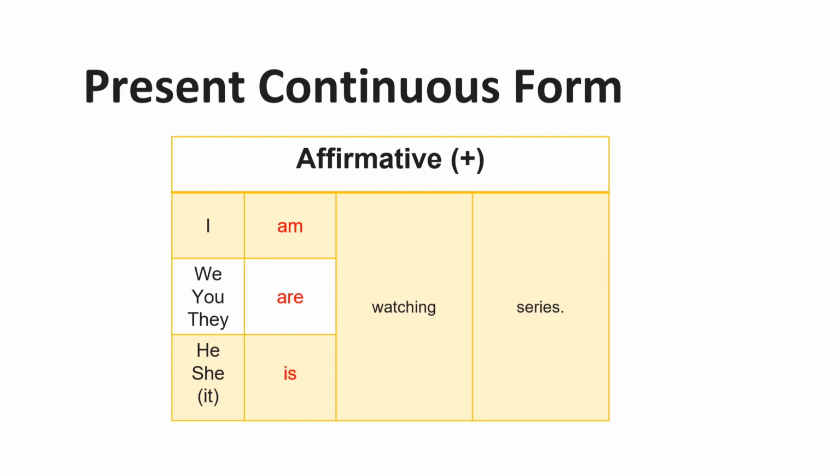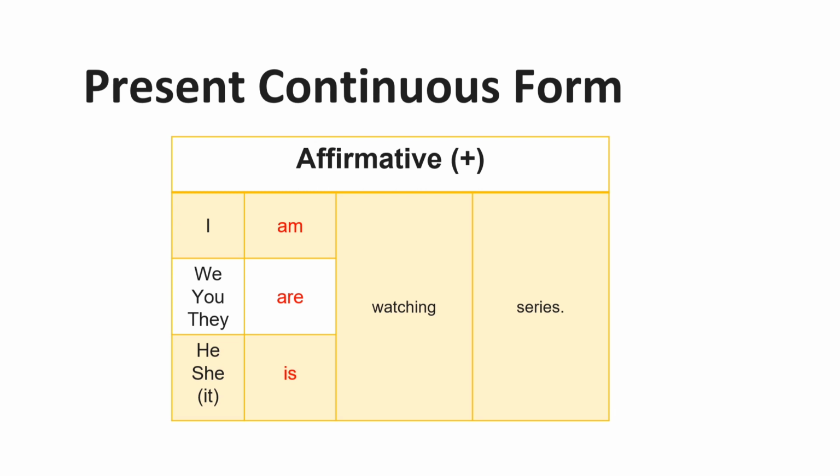Let's look at a form now. So for affirmatives, we have am, is, are plus verb plus ing. So that's the form of the verb in present continuous form. I am watching series. We are watching series. You are watching series. They are watching series. Or he is watching series. She is watching series. And it is watching series.